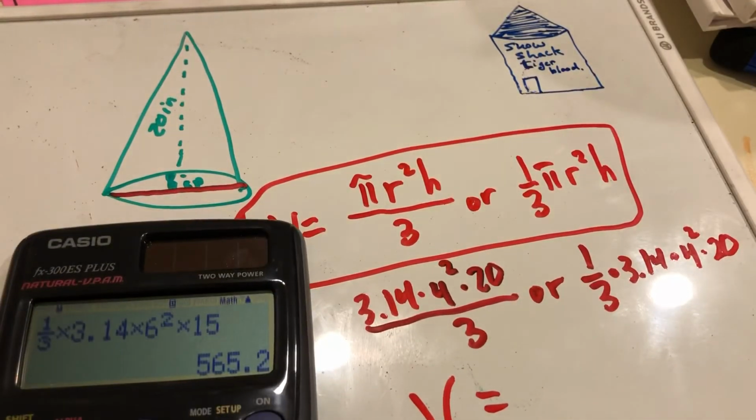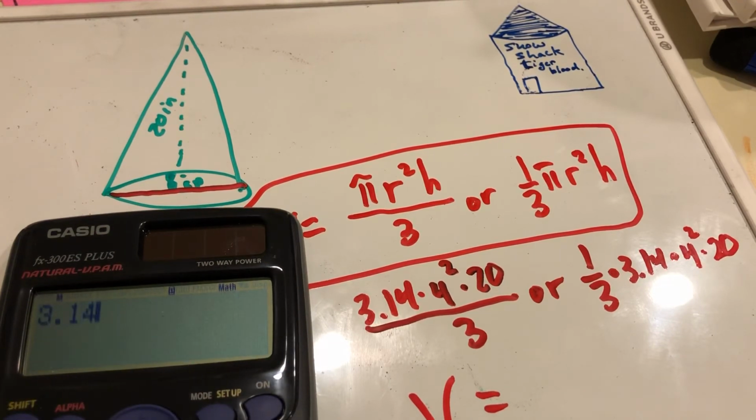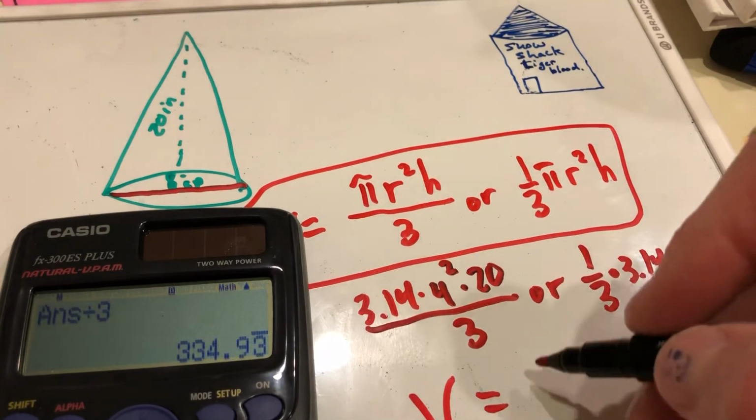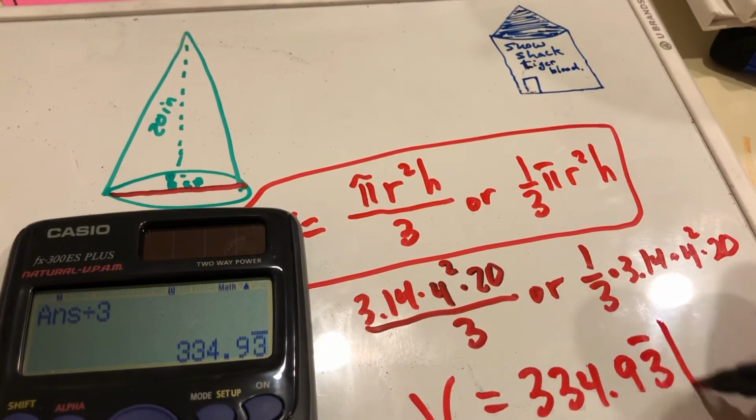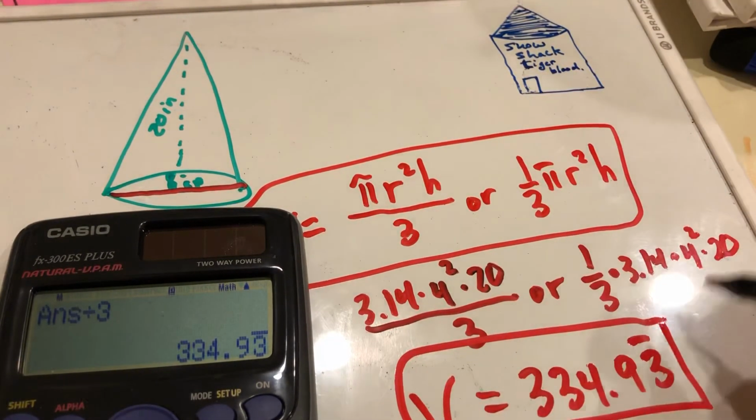And so here we go. 3.14 times 4 squared, or 4 times 4, times 20 divided by 3. And I get 334.93 repeating inches cubed.